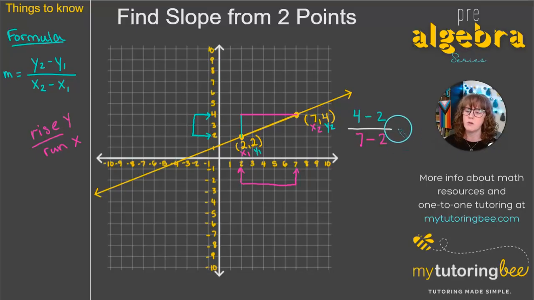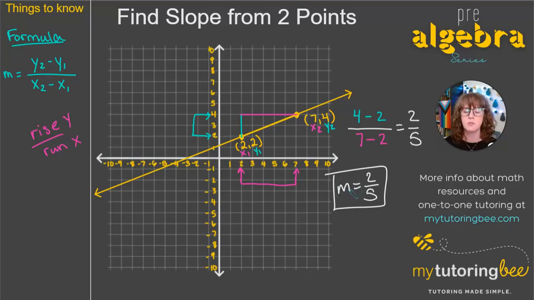All right, so then let's solve this. 4 minus 2 is 2. 7 minus 2 is 5. So then that is our slope for this particular line. Our slope is 2 over 5. And m is a letter that we just typically use to represent slope in a lot of the formulas that we use for slope. So that's why we're using m for the slope.